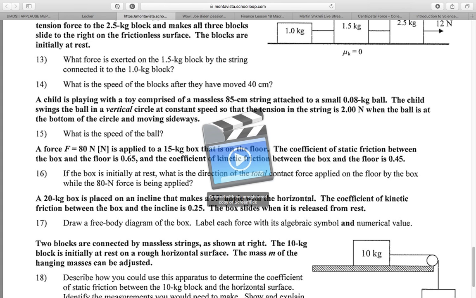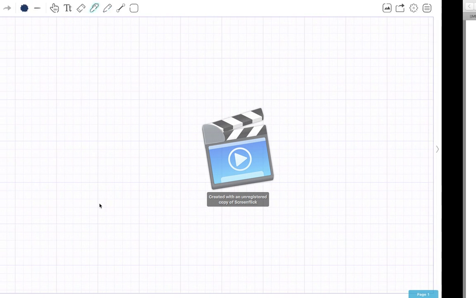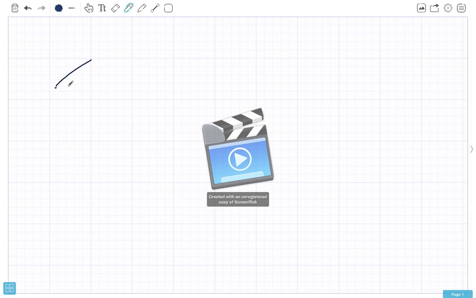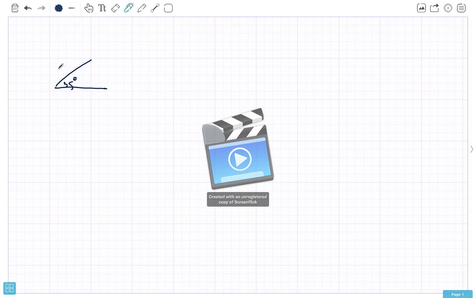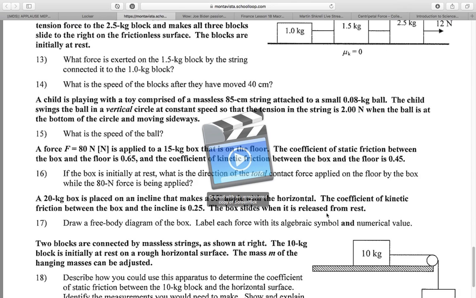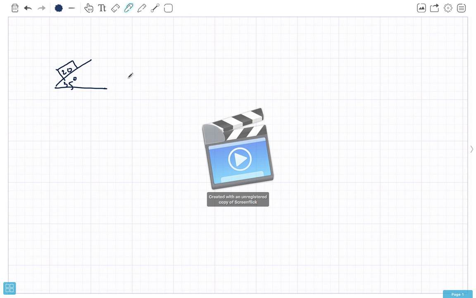So, a 20 kilogram block is placed on an incline that makes 35 degrees with the horizontal. Let's draw it out first. Horizontal, 35 degrees. We've got our 20 kilogram box. And the coefficient of kinetic friction between the box and the incline is 0.25. Okay. And the box slides when it's released from rest. The bright side here is it says that it slides when it is released from rest, which means we don't have to check whether the box slides or not. Normally you need to check whether it'll move, and then you decide whether you're going to use static friction or kinetic friction. So let's draw a free body diagram of the box.